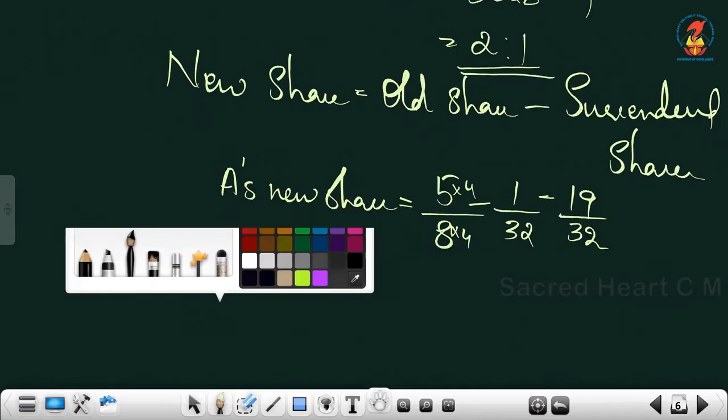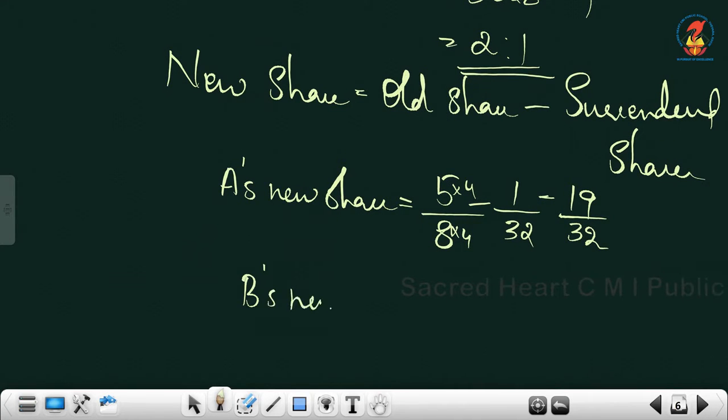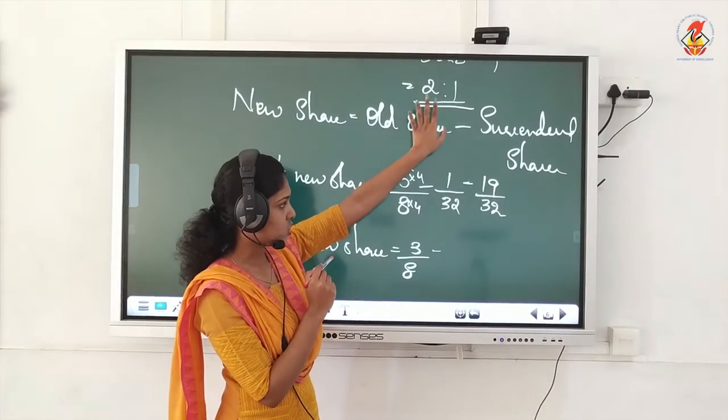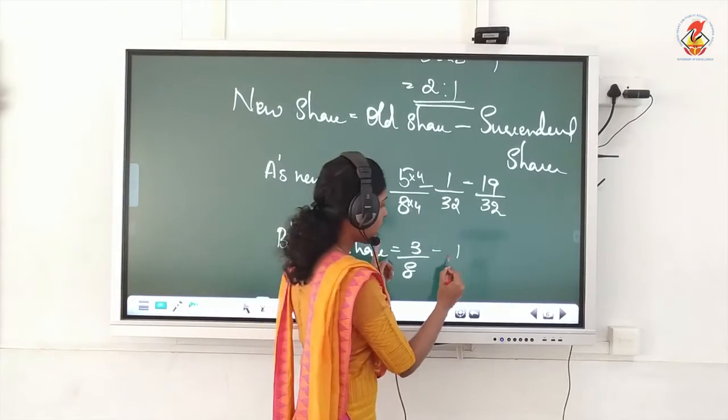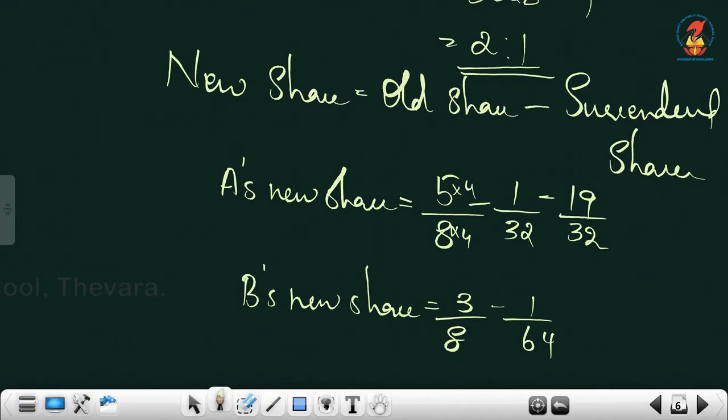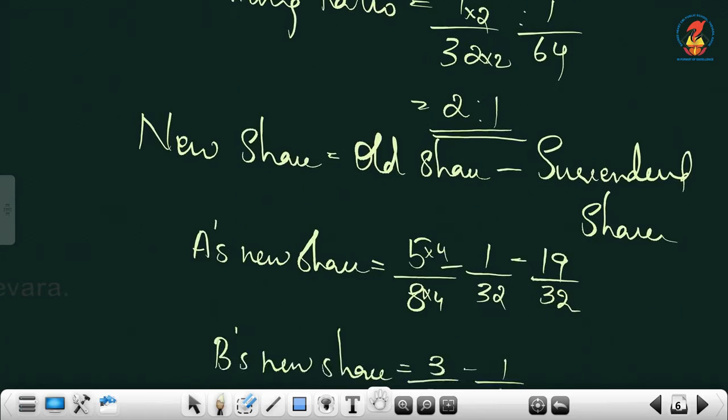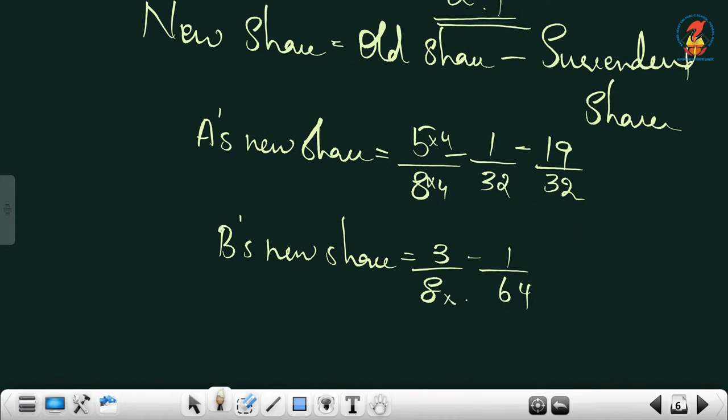And then we have B's new share, that is equal to 3 by 8. That is B's old proportion or old share minus what is his sacrifice proportion? Will you write 1 by 3? That is wrong. What you have to take is the actual sacrificed proportion. So it is 1 by 64, isn't it? Yes, 1 by 64. So this will be 23 by 64.